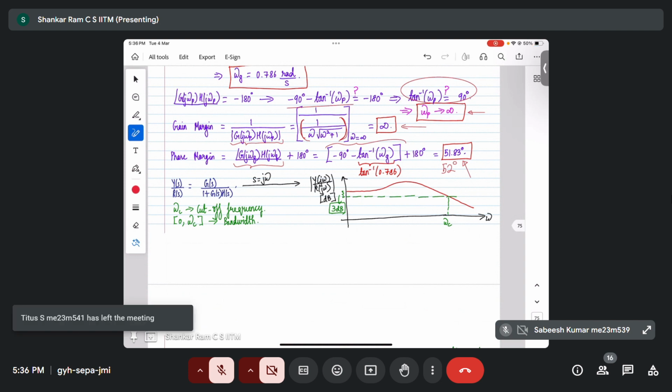Sir, just to... suppose you have told, sir, if the phase lag is more than 52 degrees, then the system will be unstable, right, sir? The system will cross over the imaginary axis and the poles go to the RHP, right, sir? Yeah. Sir, if you can just draw it graphically, sir, and show it a bit. I'm sorry for asking this.